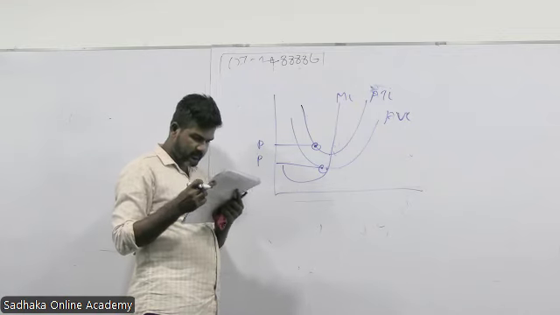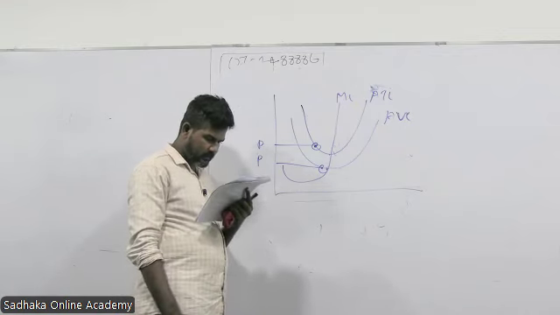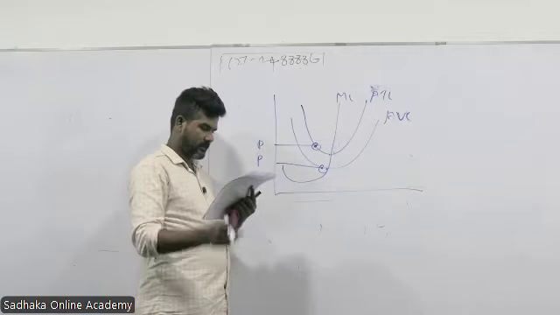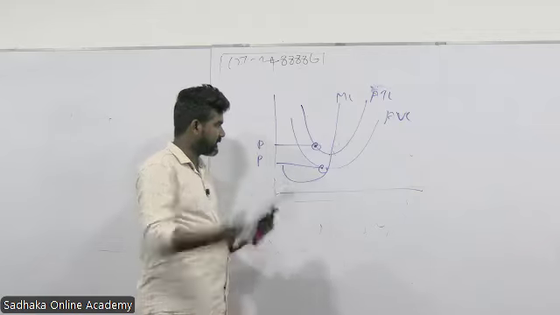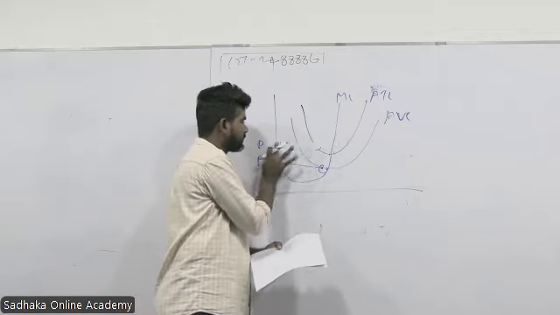So third and fourth, at the minimum. Sorry. The third one says normal profit and produce at the minimum point of their average total cost, minimum point of the average total cost.